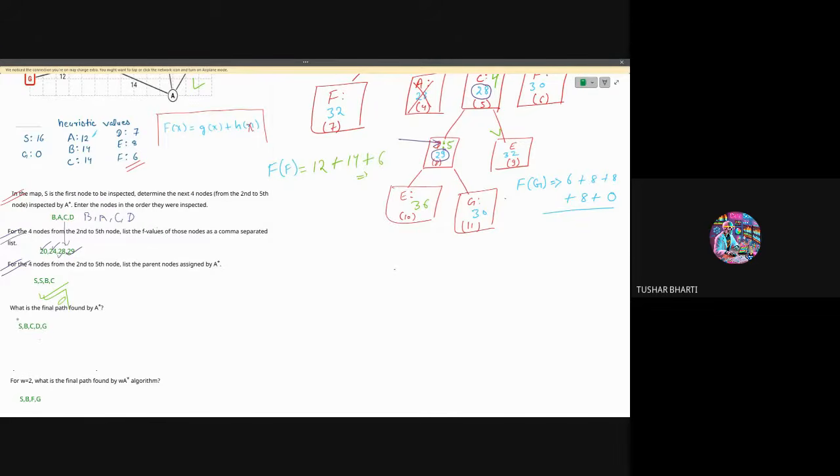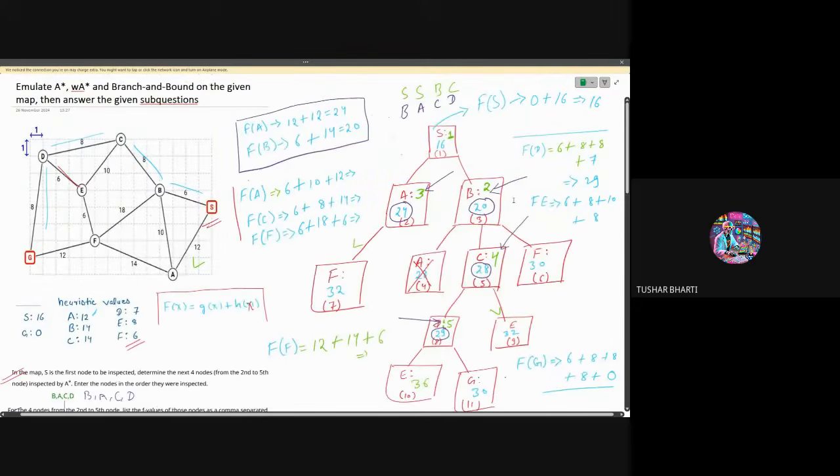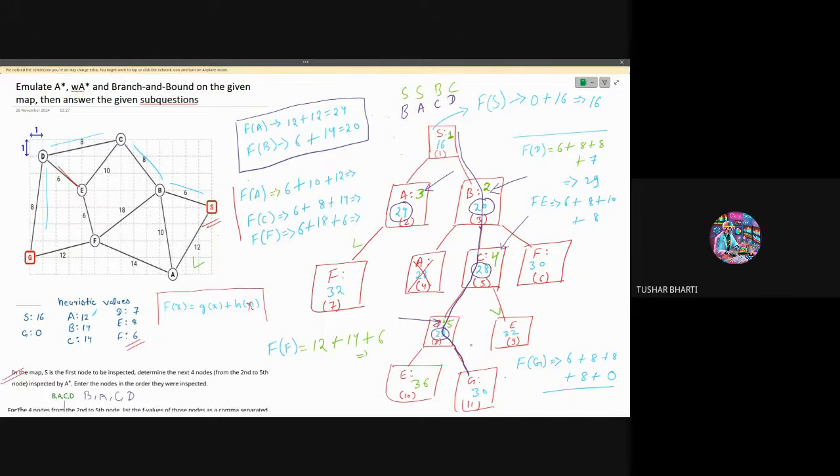And now finally, what is the final path on the A star? The final path will be from the starting node, the initial node, to the goal node. So we will start from S, go to B, then to C, then to D, and then to G. So our final path will be S, B, C, D, G. The final path will include the initial node and go to the goal node.